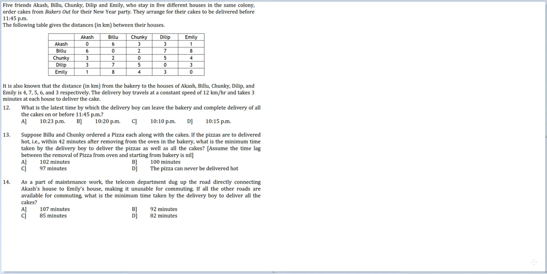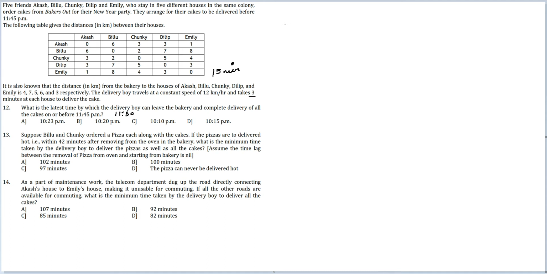So first thing you would have to do is understand that it will take 15 minutes to deliver cake at all the houses, because it takes him 3 minutes at each house. So forget those 15 minutes, he has to ensure that after he starts, he's able to cover the distance to all their houses by 11:30. Or in other words, you have to find the minimum possible distance that he would have to travel.